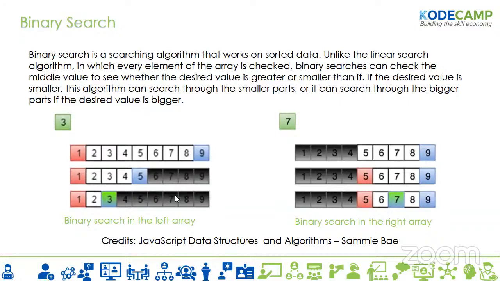So, for example, in this sample set we have 1, 2, 3, 4, 5, 6, 7, 8, 9. We have 9 elements, so 5 will be at the middle. At the middle, it's going to start with 5. If, for example, we're looking for 3, it's going to start with 5 and check: is 5 greater than 3?